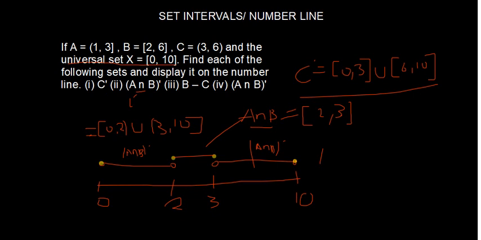Equally, B minus C is just going to be B intersection C complement. Okay, that's what it means. B minus C means B intersection C complement. So how are we going to answer it?